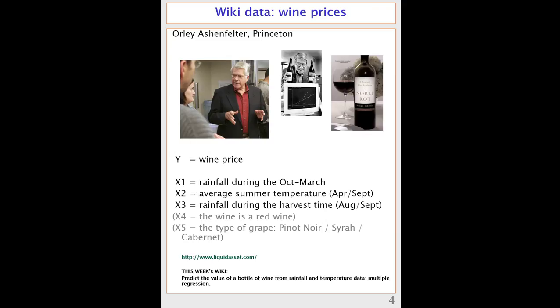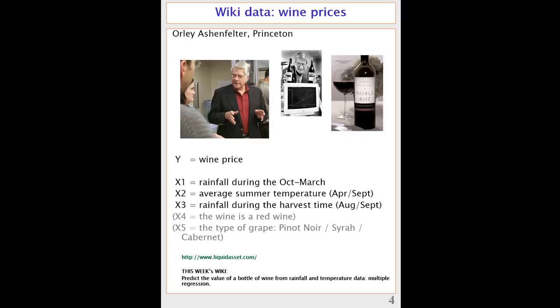There are quite a few wiki data sets online for this module. This is one of them, and we saw this one earlier in one of the other wikis. The target variable here will be the price of wine, of Bordeaux wine in this example actually, and a bunch of predictor variables here. This guy, Orley Ashenfelter, had the idea, well, predicting the price of wine, how complicated can it be? It's a bunch of grapes in a bottle, so what we're trying to do is, well, we would know how much rain there was during the October-March period, and what the temperature was in the summer, and how much it rained when we harvest the grapes, and a couple of other things perhaps.